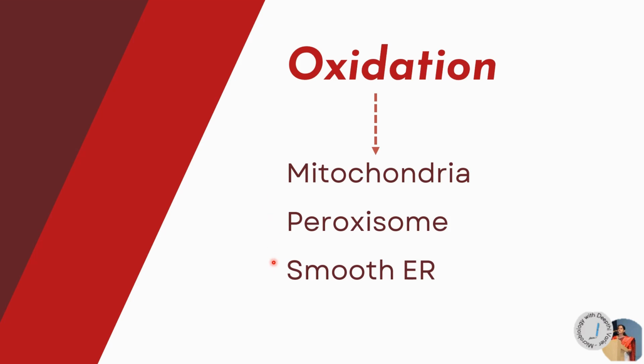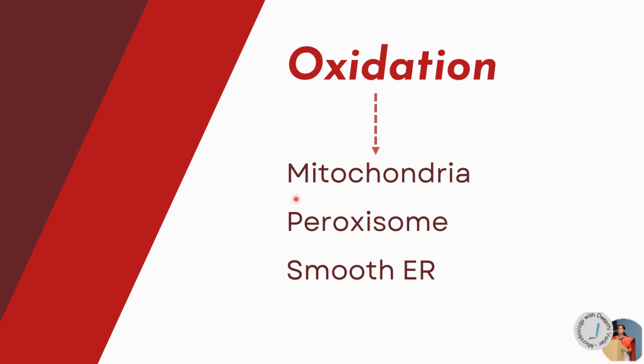In a prokaryotic cell, because they don't have organelles, all of it happens in the cytoplasm. Now in a eukaryotic cell, the major site for oxidation, or the major place for the breakdown or catabolism of fatty acids, is the mitochondria. That is where all the enzymes are present.